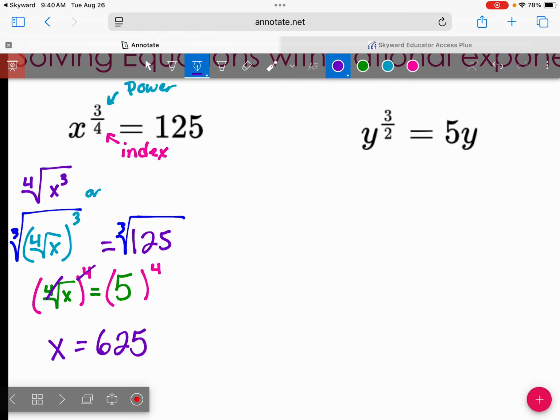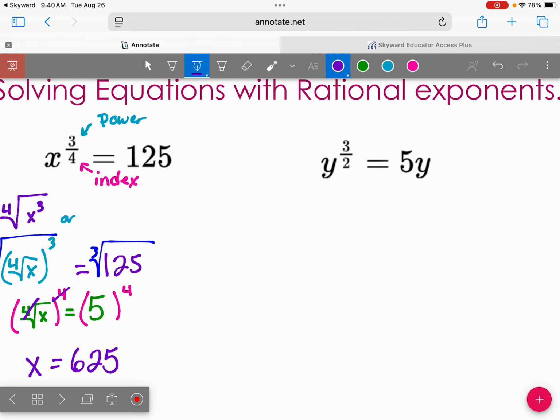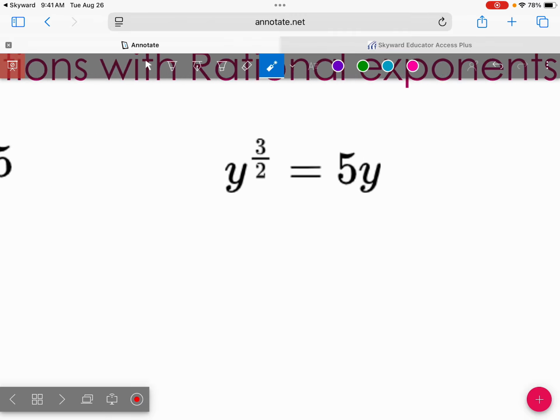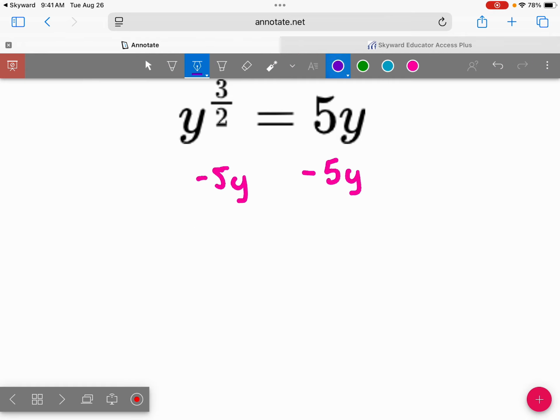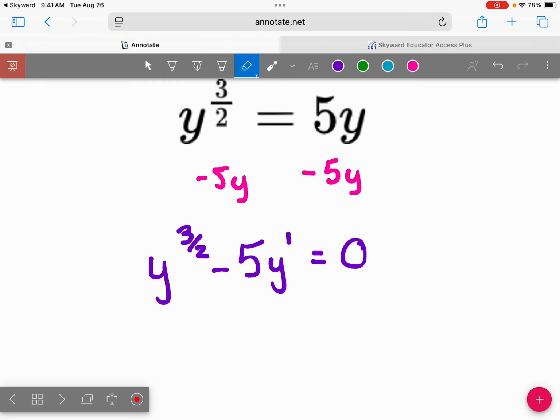So we can work them in pieces. That's totally fine. When we have more than one term like this, we're going to need to do a little bit of factoring. It's going to feel weird, but we can do it. So on this middle one, I'm going to start us out with it. I'm going to set us equal to 0. So we're going to subtract 5y from both sides. So we're going to have our y to the 3/2 minus 5y to the first equals 0. If it helps to put the 1 there, put the 1 there. If it does not help, don't put it there.